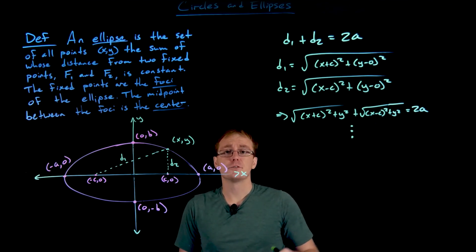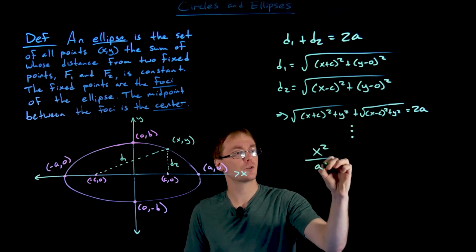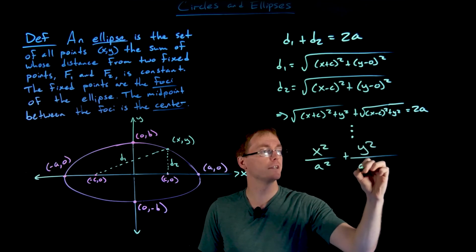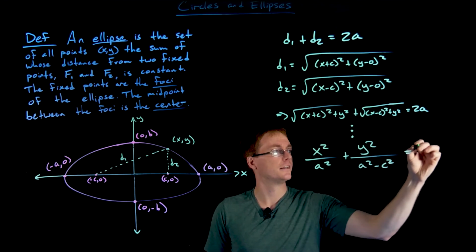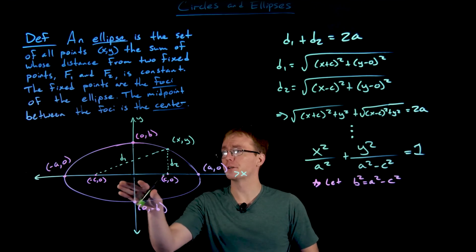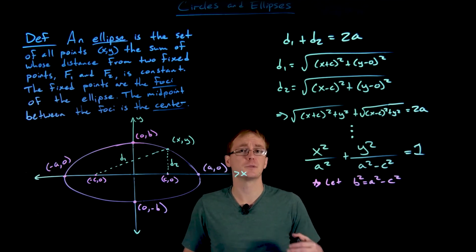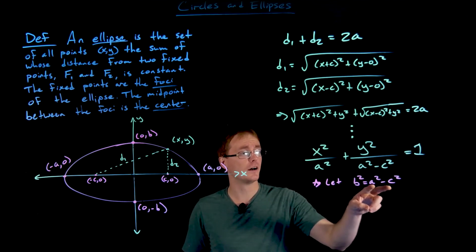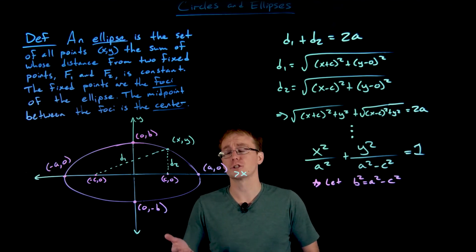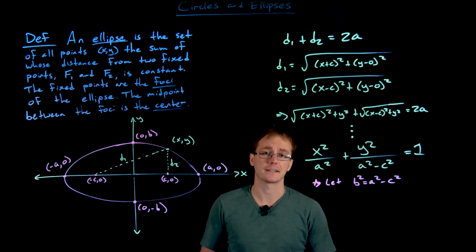And if we do take the time to go through all that algebra, what we end up with is an equation of the form x squared over a squared plus y squared over the quantity a squared minus c squared is equal to 1. We introduced b already earlier in our picture, but it hasn't really shown up in our derivation yet. The full derivation defines b squared as a squared minus c squared, and we can also show that that value of b will help us find the vertex on the minor axis.